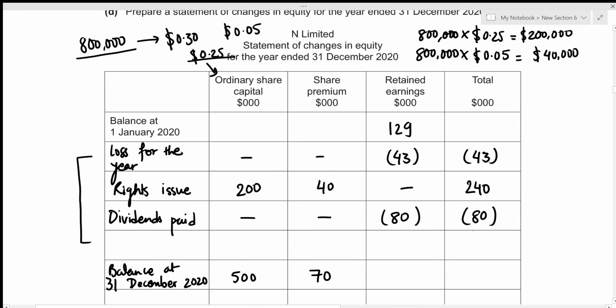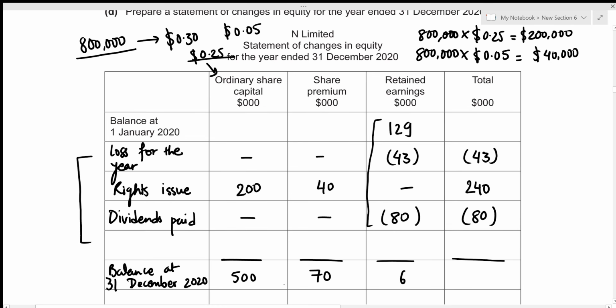Now, these are the three events that took place between 1st January 2020 and 31st December 2020, which relate to the equity part. So we can just find the total and figure out the missing terms in this statement. So for retained earnings, we can find the balance at 31st December 2020 by adding these three values. So that's 129 minus 43 minus 80, which gives the balance to be 6,000.